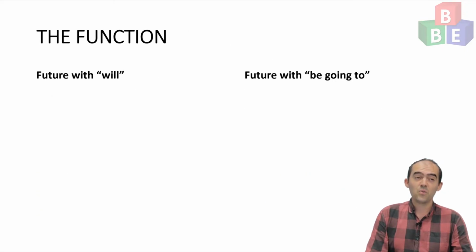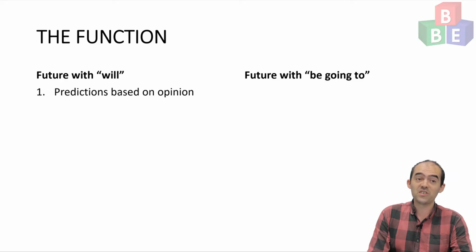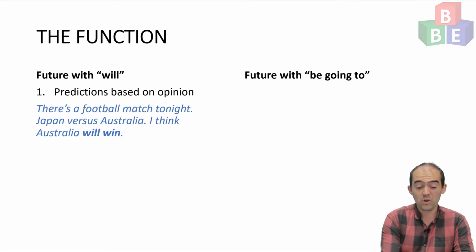Okay, so we've seen the form. Let's talk more about the function. As I said, we use future with will to make predictions based on our opinions. For example, there is a football match tonight. Japan versus Australia. I think Australia will win.